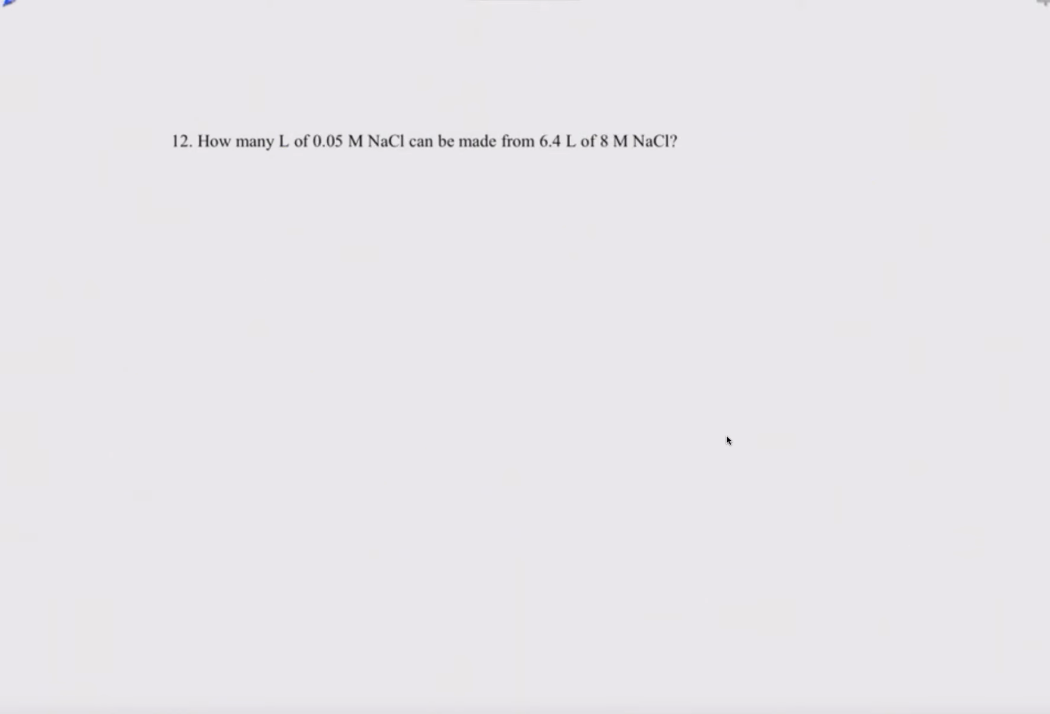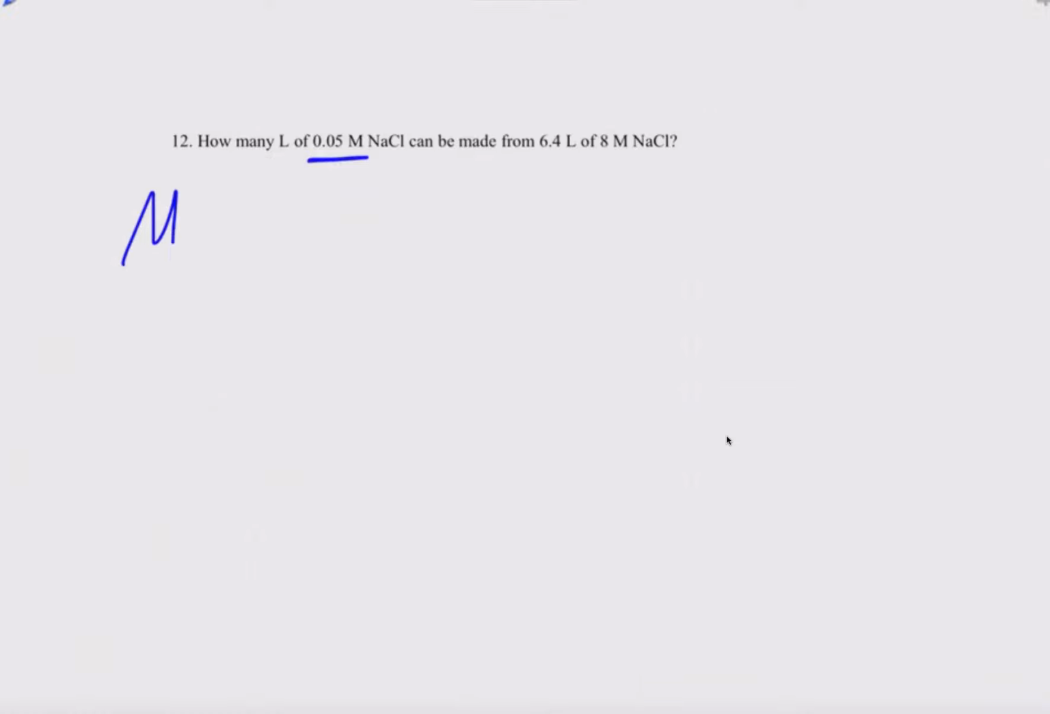How many liters of 0.05 molar salt solution can be made from 6.4 liters of 8 molar salt solution? So I have a concentrated solution of 8 molar salt water, and I've got a fair amount of it. I've got 6.4 liters, and I want to dilute it so that the concentration is only 0.05 molar. So I'm going to need to dilute it a lot. I'm going to need to add a lot of water. We end up with a big number here, and that's okay.